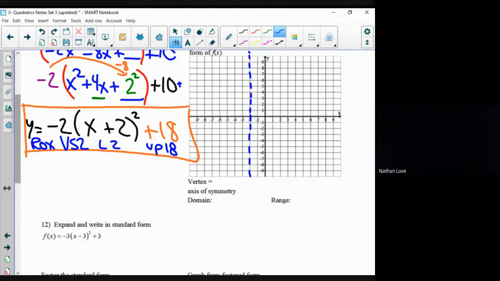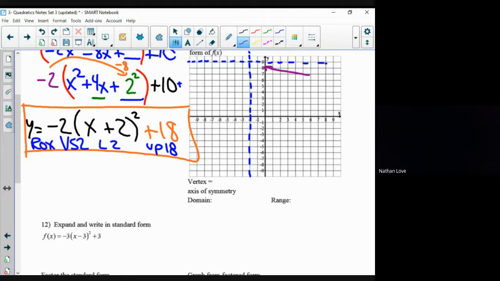Now, here's the question. Up 18. Is it on the grid? No. Up 18 is not on the grid. So either you can count by 2s if you choose to, but the most important thing is wherever you make your intersection, that is your vertex. And since the vertex, -2, 18, is not on the grid, you have to label it.